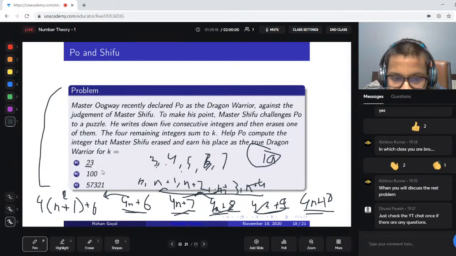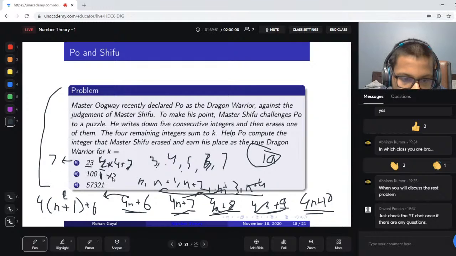So if you say 23 is the number, it's of the form 4n plus 7. It's 4 into 4 plus 7. So you get that n is 4. So the number you must have removed was n plus 3. So your answer is 7. Now this is 4 into 23 plus 8. So the number you must have removed was n plus 2. And n is 23. So your number is 25.